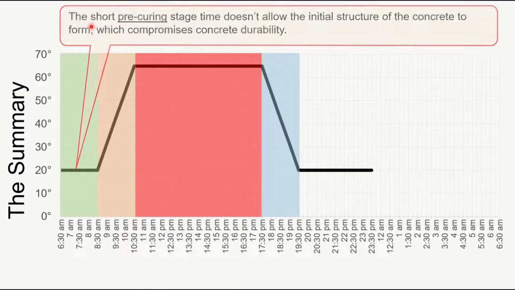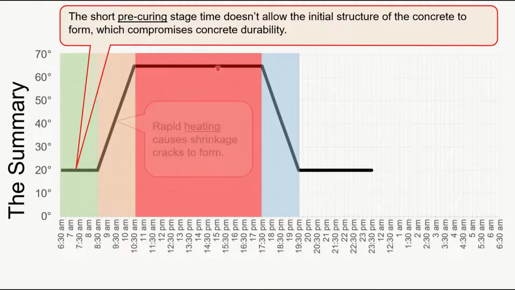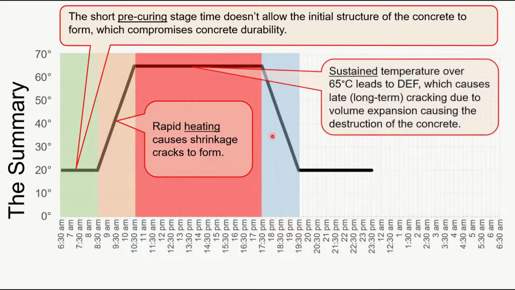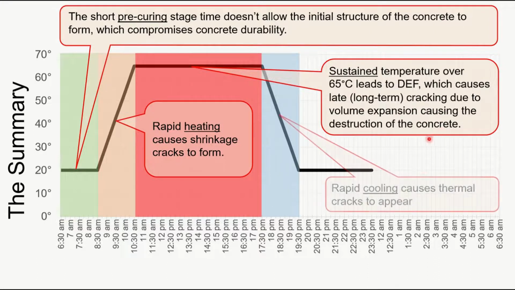So in summary, the short pre-curing stage time doesn't allow the initial structure of concrete to form, which compromises concrete durability. Rapid heating causes shrinkage cracks to form. Sustained temperature over 65 Celsius leads to DEF, which causes late long-term cracking due to volume expansion causing the destruction of concrete, and rapid cooling causes thermal cracks to appear.